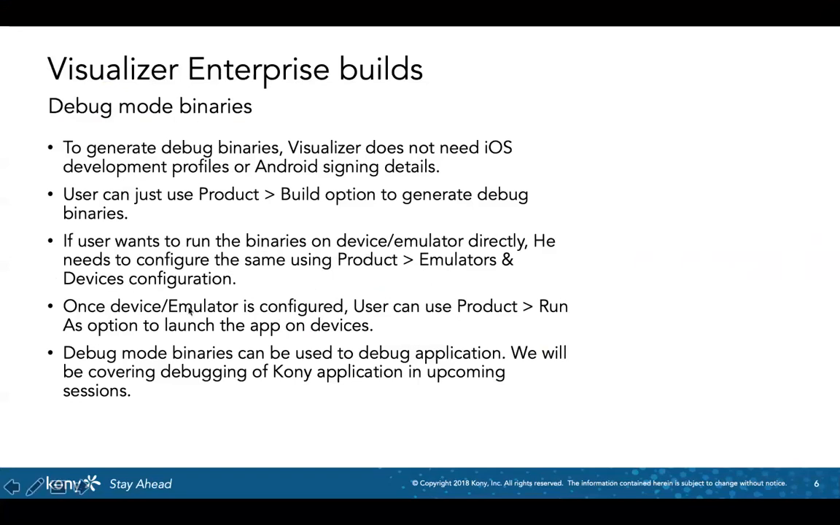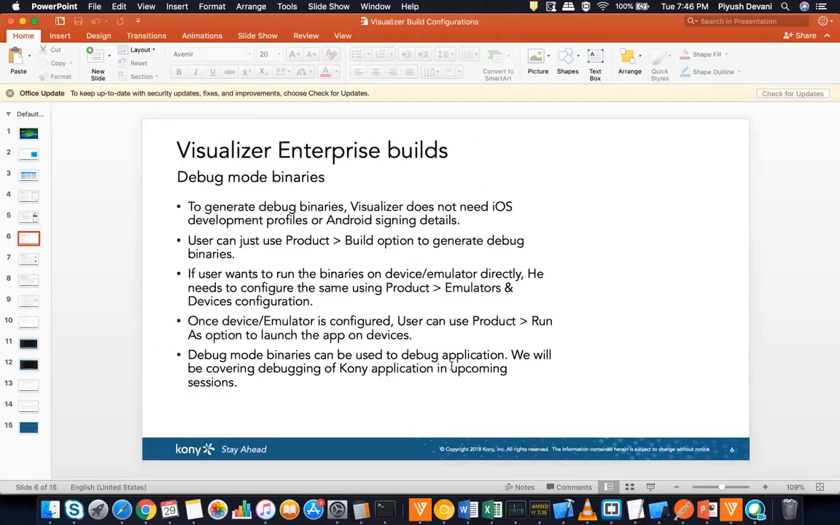Once the device and emulator are configured, the user can either use build and then launch the app, or use the product run as option. And debug mode binaries can be used to debug the application. I'll not be covering debugging end to end in this session because you need to set up certain prerequisites to debug, and it will take some time. So debug will be a separate session which we can cover in the upcoming sessions.